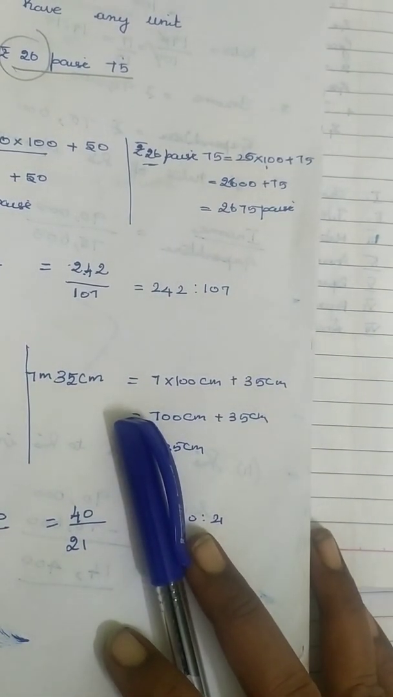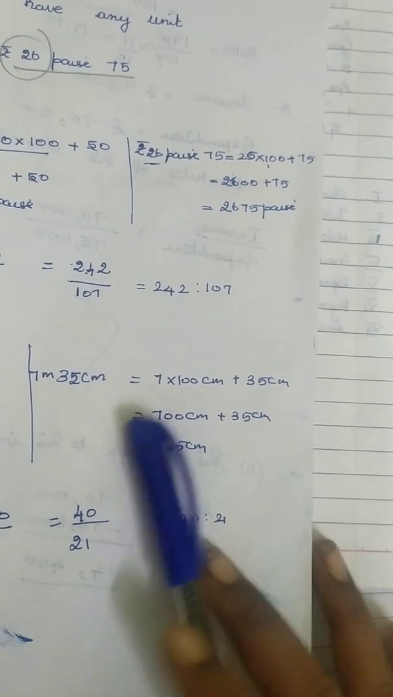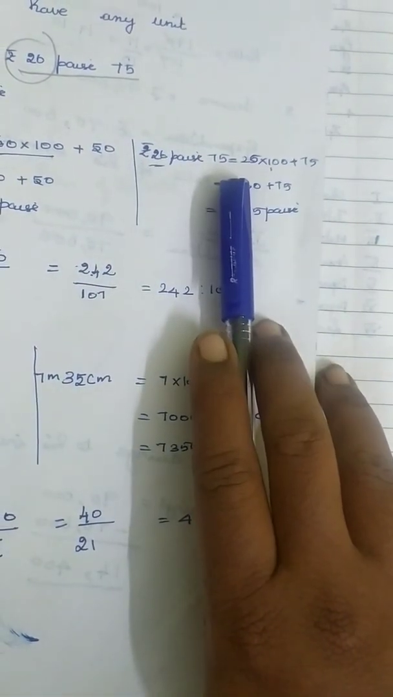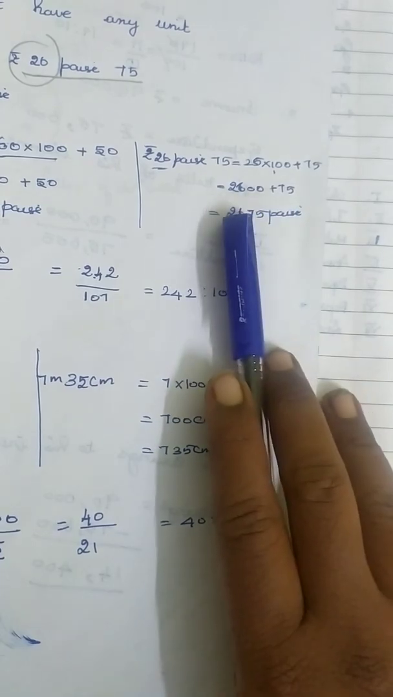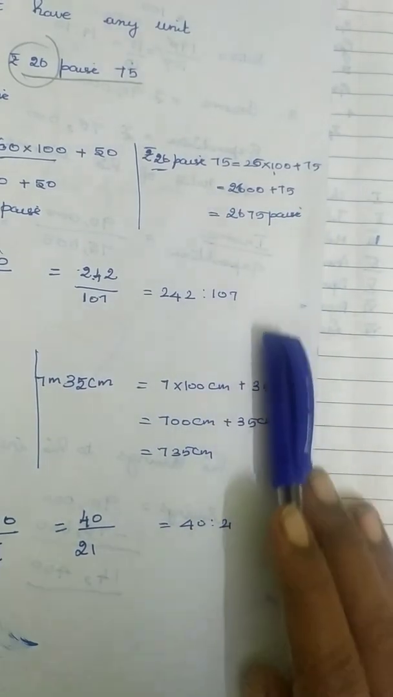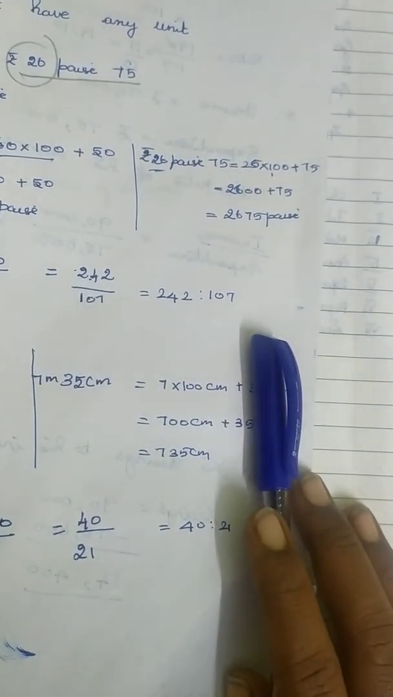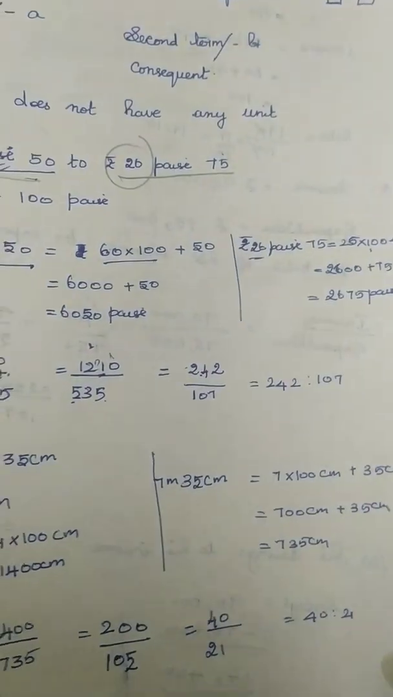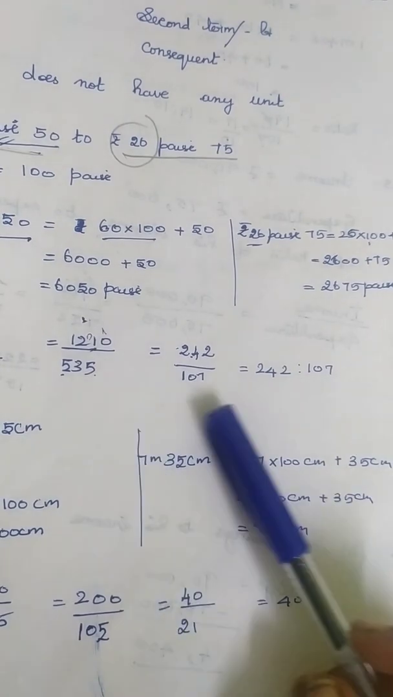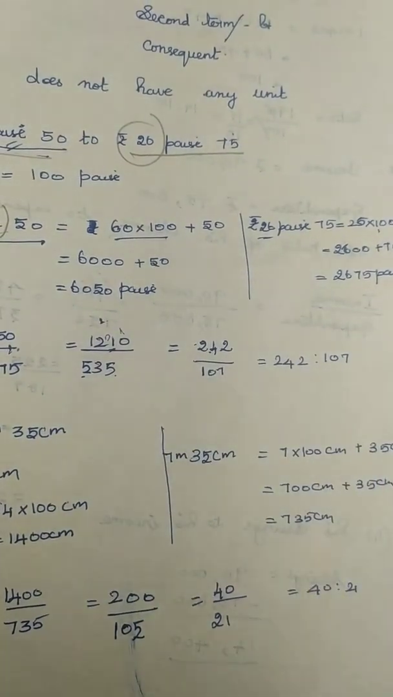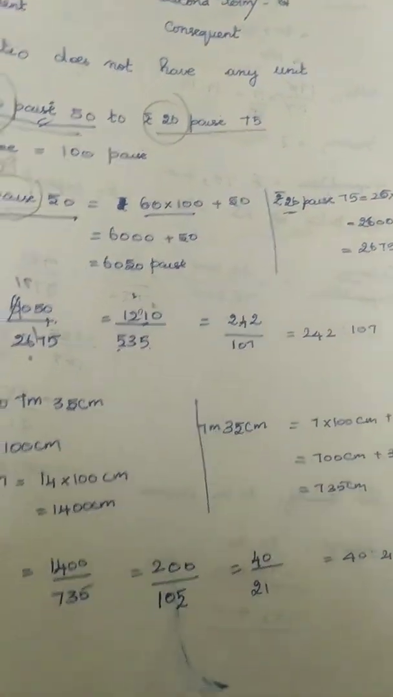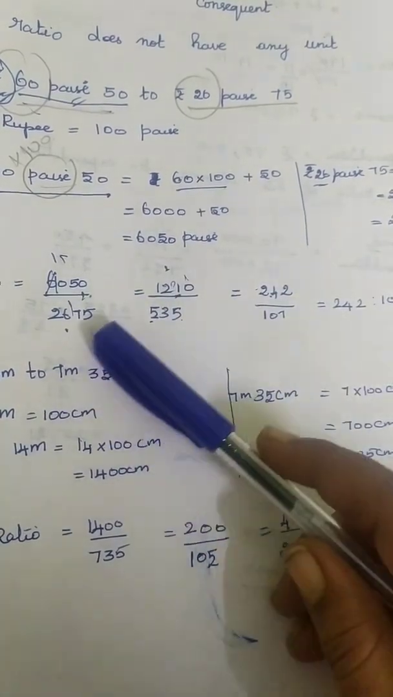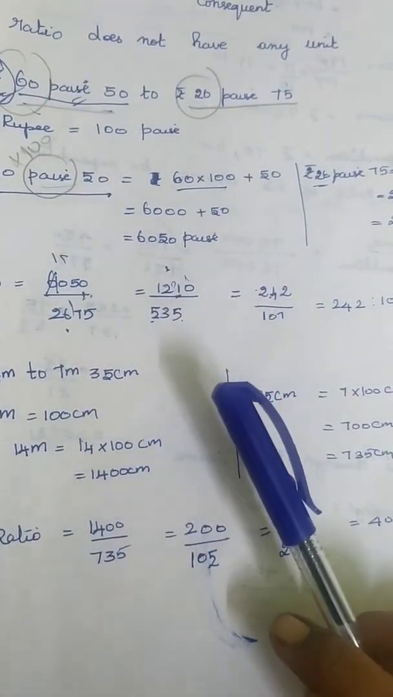So, rupees 26 paise 75. Instead of rupees, you will multiply by 100 and add 75 paise. So it is 2600 plus 75, 2675 paise. And now they are asking for the ratio in the simplest form. So now 6050 divided by 2675. We are going to cancel.